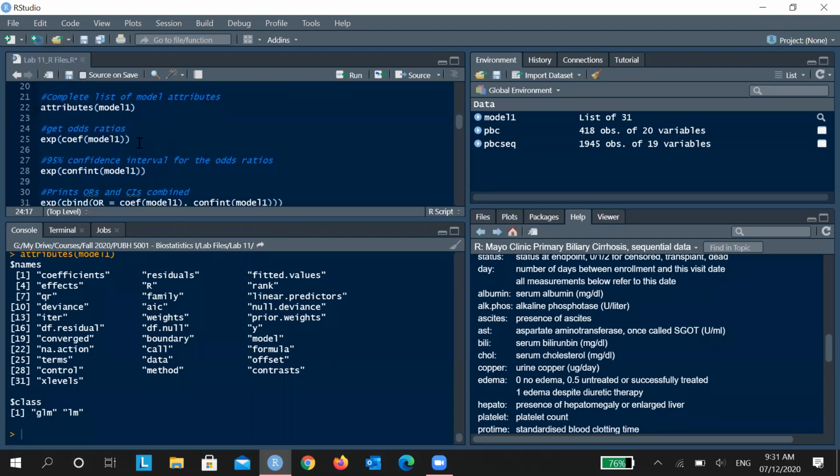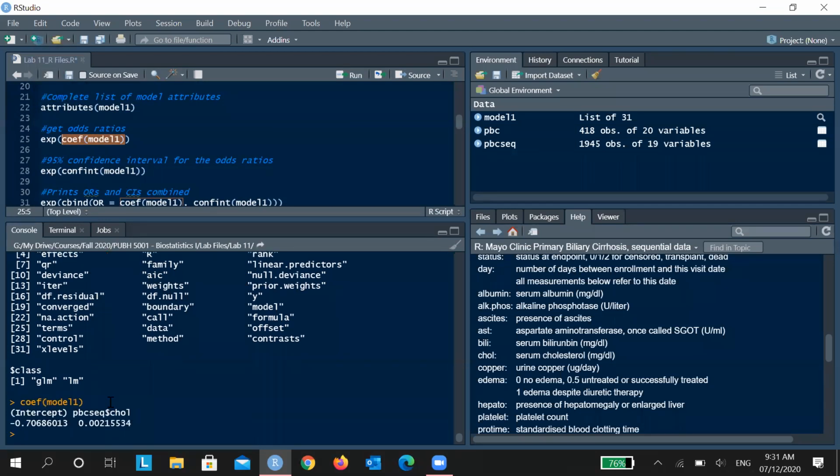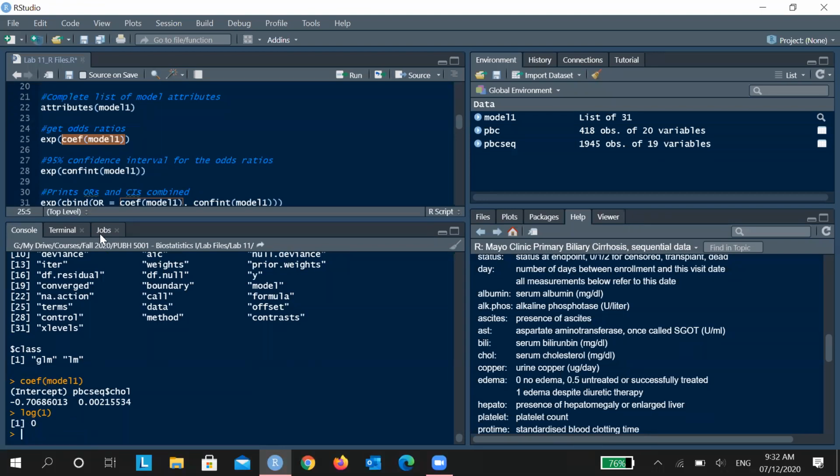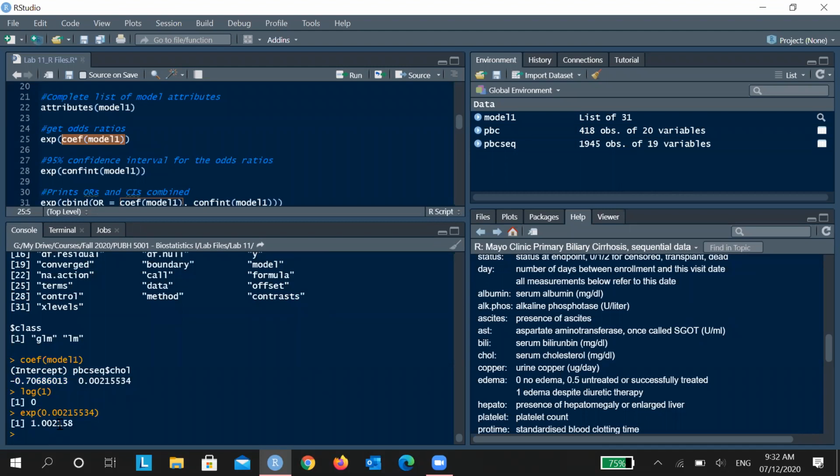So what we have to do is, we talked about the attributes, right? But if I just want to have the coefficients of model 1, I can type this, coefficients of model 1, and it gives me only the coefficients here. So what you need is the exponentiation of these coefficients. And this is where your basic knowledge of RStudio comes in: RStudio can handle the basic math. For instance, I found out the log value of 1, and it gave me the answer. So the same thing, what we need here is to exponentiate this coefficient. Either you can copy this cholesterol concentration coefficient value, put exp around this number, and it gives you this answer. And this is your odds ratio for serum cholesterol concentration and hepatomegaly.